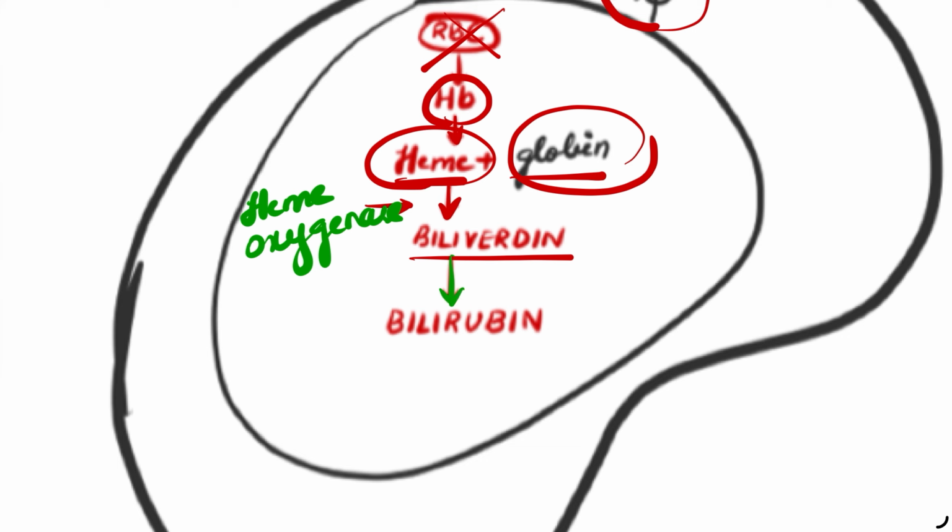Inside the splenic macrophages, heme is converted to biliverdin with the help of an enzyme called heme oxygenase. Heme oxygenase. And this biliverdin is converted to bilirubin by biliverdin reductase. Biliverdin reductase.